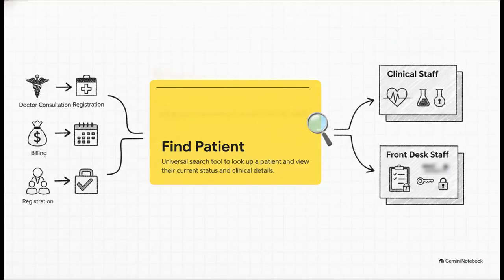No matter what department you work in, navigating to Patients, then Find Patient gives you access to a universal search tool. If you look up a patient by their name or ID, the system tells you exactly where they are in the building at that exact moment. For example, it might say, Currently, Doctor Consultation, or Currently, Billing.